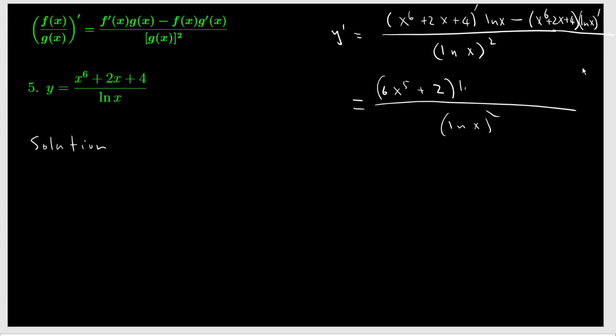Okay. And then natural log of x, you just copy that, minus copy x to the power of 6, and then plus 2x, and then plus 4. The derivative of natural log of x is equal to 1 over x. Okay. The derivatives can get a little ugly. You see the answer is a little ugly already.